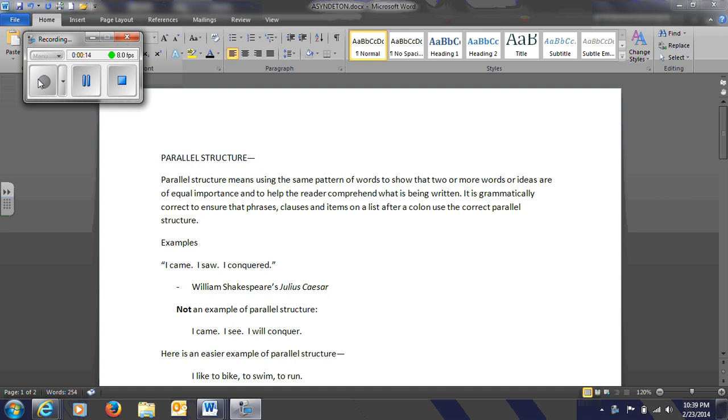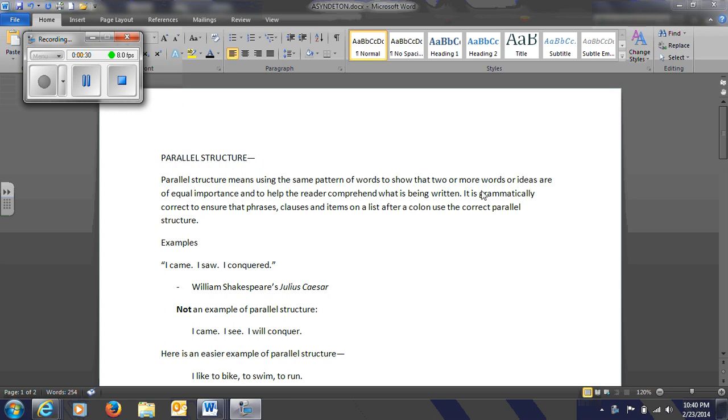You want to think about math. Two lines that are parallel never touch. Okay, they're equal in some ways. So parallel structure means using the same pattern of words to show that two or more words or ideas are of equal importance to help the reader comprehend what is being written.